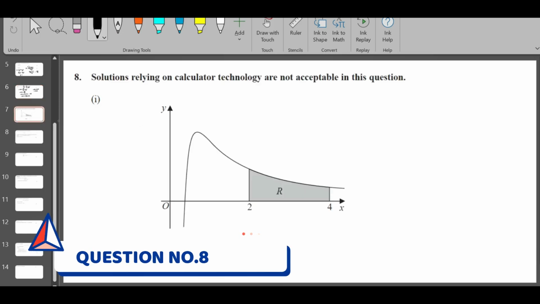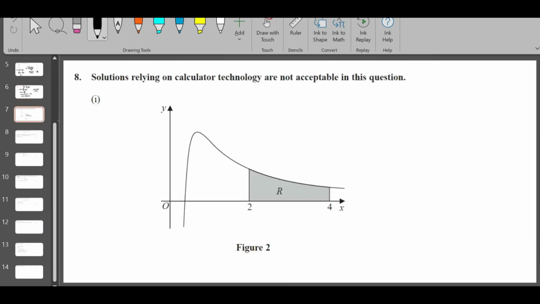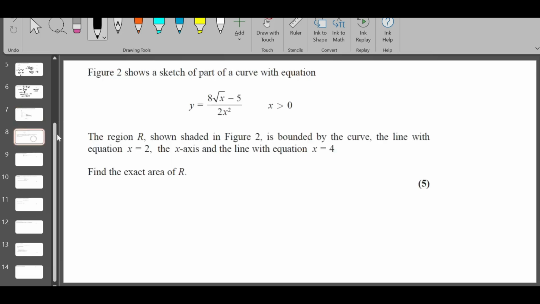We have a diagram and a shaded region given. It's 2 and 4. Okay. The function representing the curve is also given. The region R is bounded by the curve, the line x equals 2, the x axis and 4. Find the area. To find the area, you need to integrate it between these two limits.